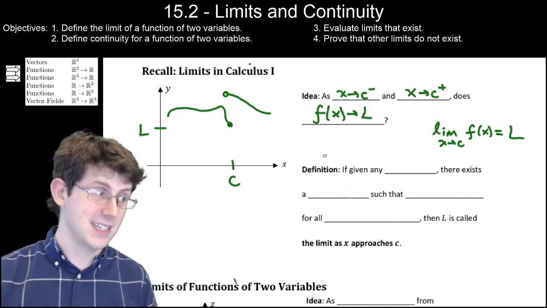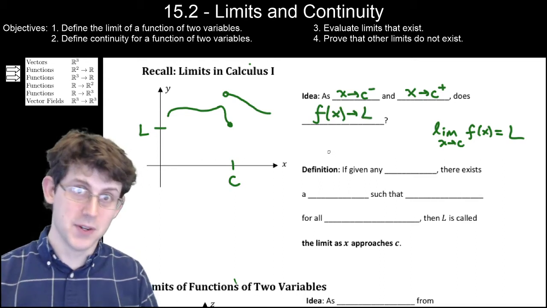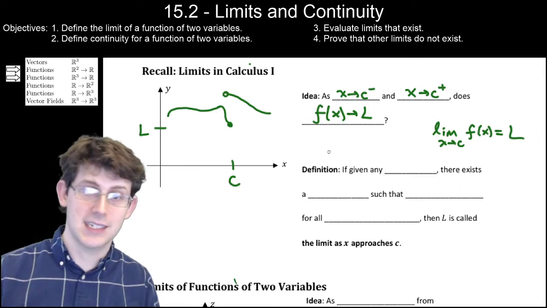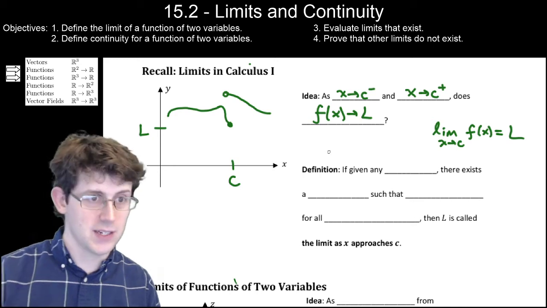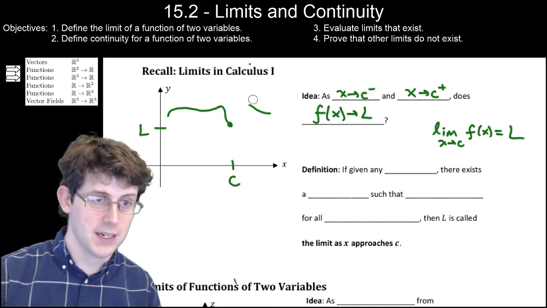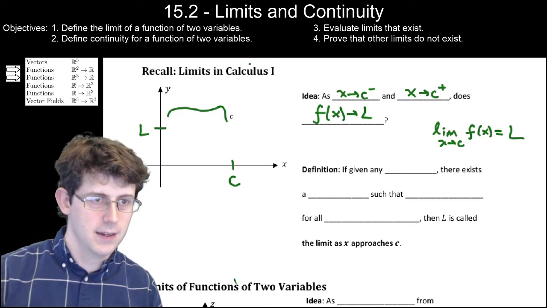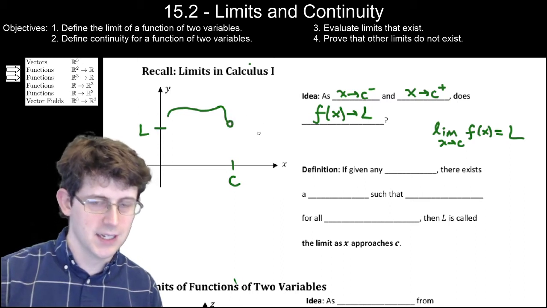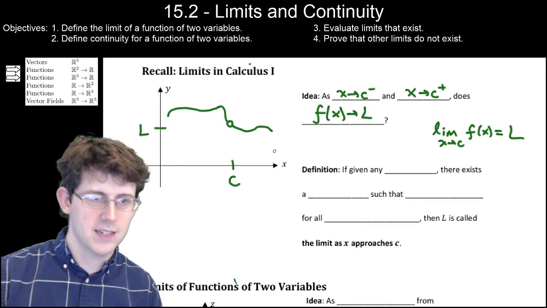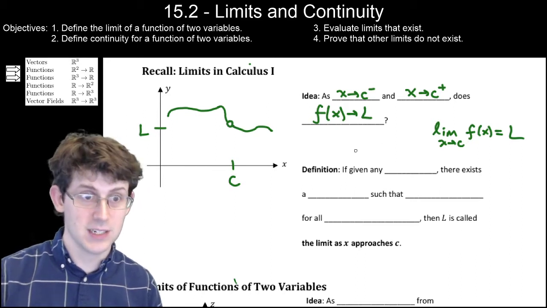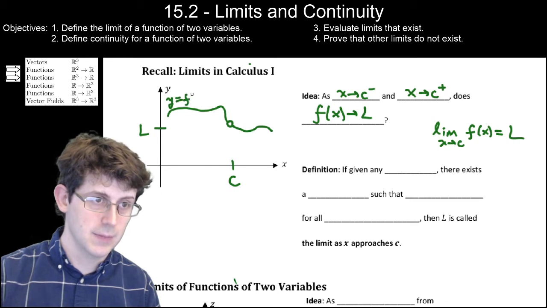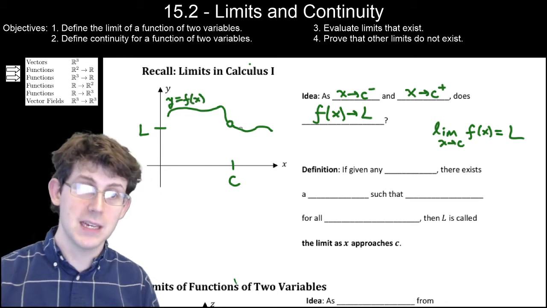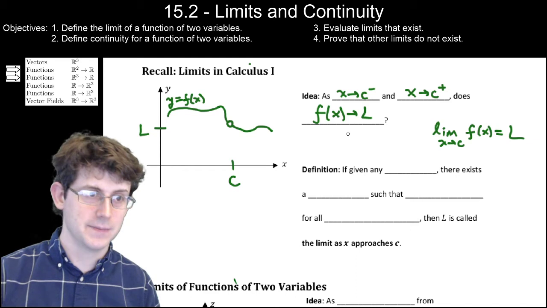If it does, if it heads to the same value from both directions, then we said, great, the limit exists and the limit is L. The way I have it here, this one does not have a limit of L. We can make an open circle here even. This function has the limit as x approaches c of f of x is L, as long as when you come in from either side, the function heads for L.